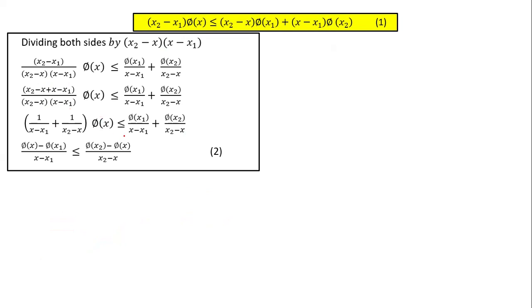And you can see with the same denominator, we have this term. So combining these two terms, okay, its numerator is phi of x. This will become negative when it comes to this side, minus phi of x1. The denominator is common. And similarly, these two terms have a common denominator. So switching to this, phi of x2 is positive, phi of x will be negative. So we will get equation number 2.